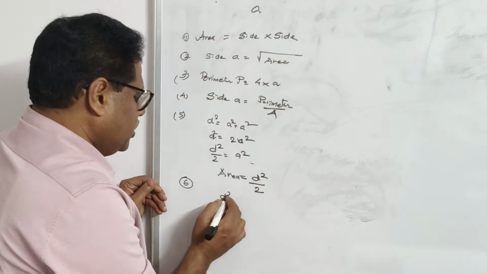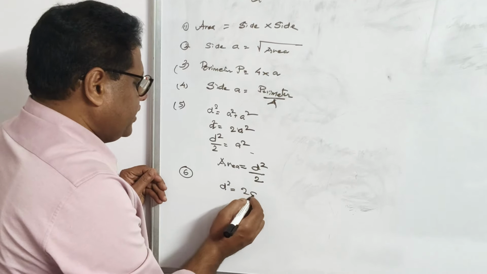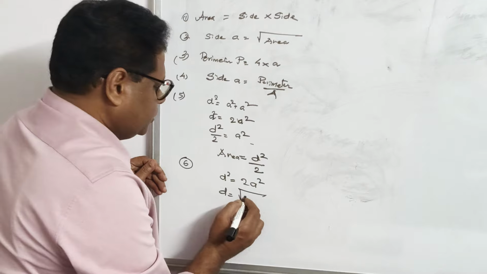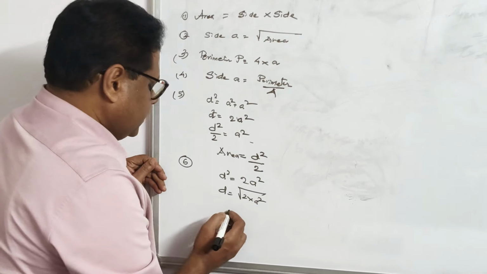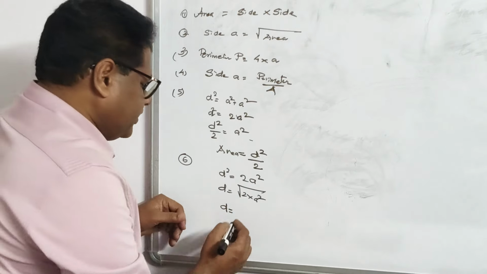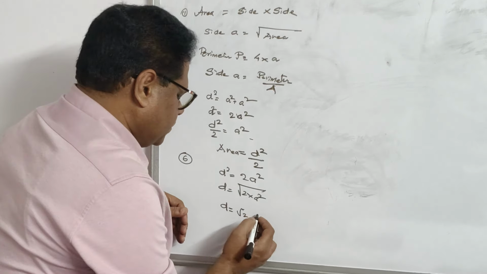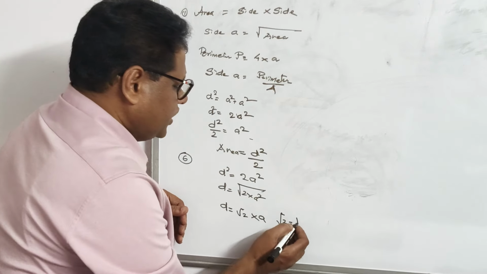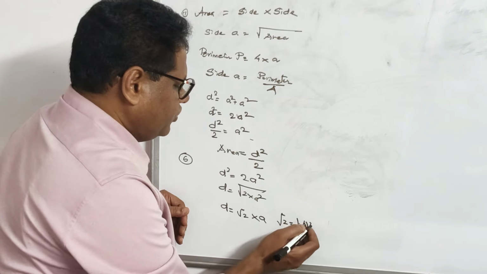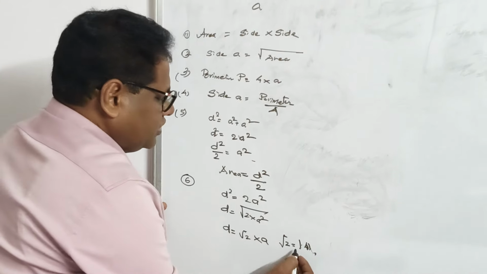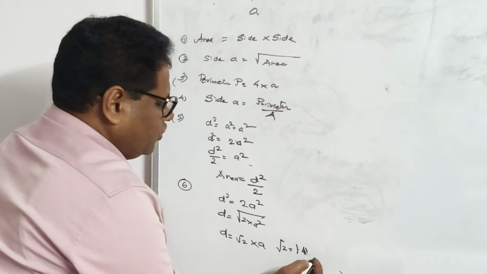Also, because D square equals to 2A square, so D equals to under root 2 into A square. So this is the expression to find the diagonal of a square when the side is given to you, that is root 2 into A, and you can take the value of root 2 as 1.414 up to 3 places of decimals.